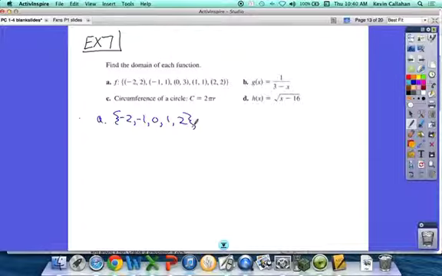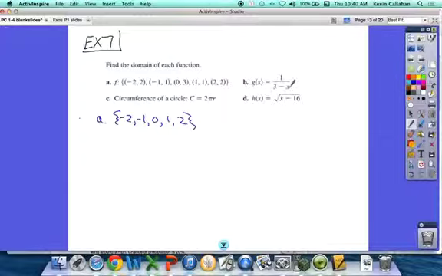Now, for the rest of these, we've got equations or formulas. If you look at the letter B, g of x equals 3 minus x. Can we plug in any value of x and have g of x be defined? Or is there some value of x we have to make sure not to plug in? You can't plug in a 3 because why? Right, you'd be dividing by 0. You're not allowed to do that. So the first thing you look for is divide by 0 situations.